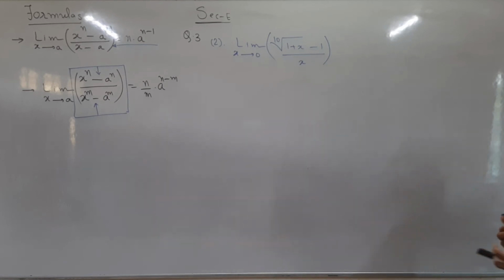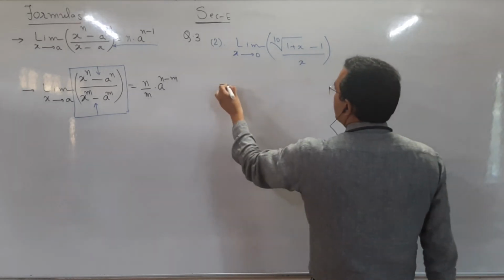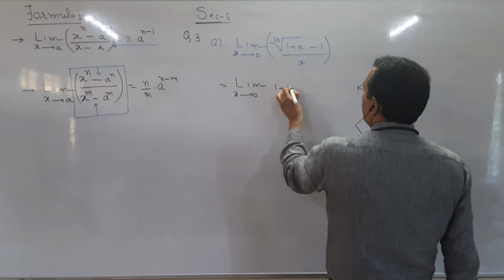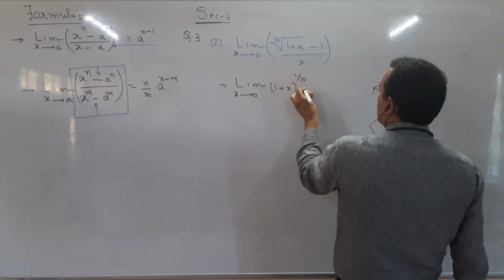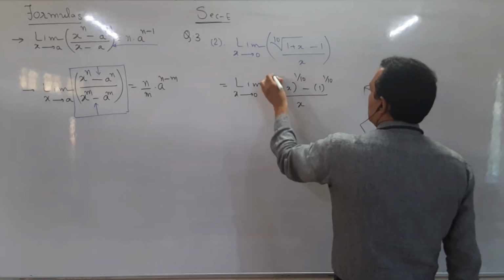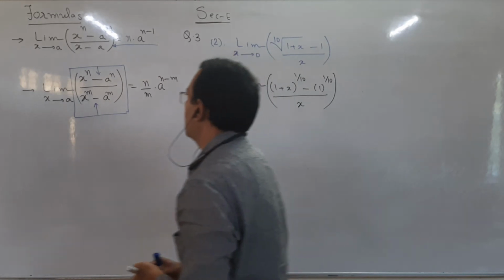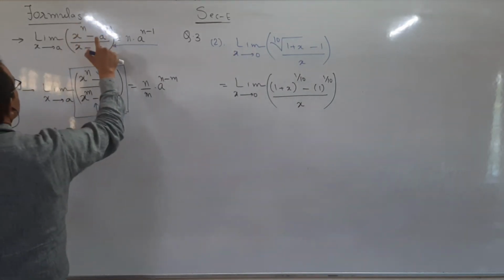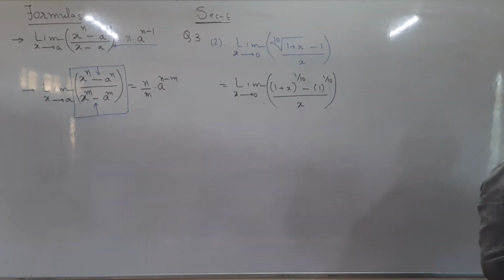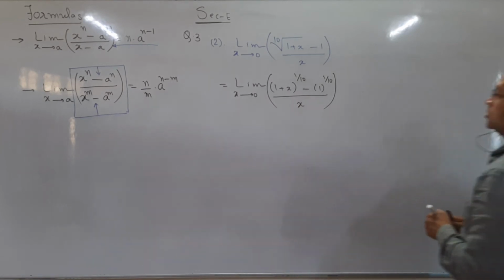Now students, try to understand. I will write this as limit x tends to 0, (1 plus x) raised to 1 by 10 minus 1 raised to 1 by 10. 1 raised to anything is 1, because according to this formula, the power of x and the power of a must be the same. 1 raised to any power is 1. If it was 1 by 9, then also the answer is the same. 1 by 20, then also the answer is the same. Or 1 raised to 1 by 1 lakh, then also the answer is the same. This should be only 1.